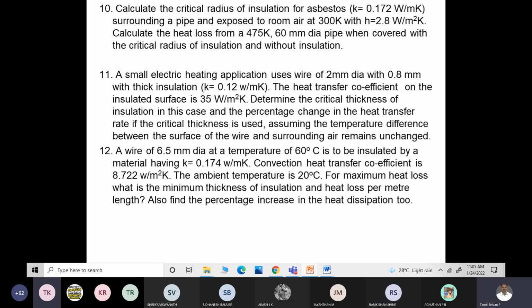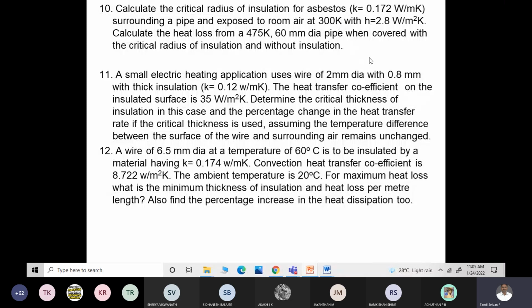Okay, so now you can solve problem number 10, and you tell me the answer next class. I don't want to waste so much time solving this numerical. It is the same type. K by h, you will get the critical radius, and then heat loss is given from the 475 Kelvin body, 60 mm dia pipe, to the surrounding atmospheric air, which is 300 Kelvin.